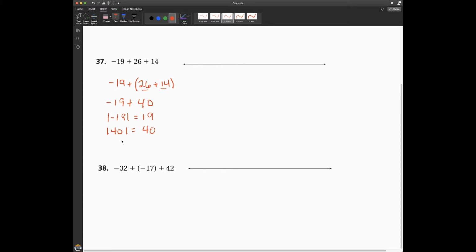And then I subtract. I'm going to take the larger number and subtract the smaller number. And what do I get when I do that? I get 21. And the song says, keep the sign of the bigger number, then you'll be exact. Well, here's the larger absolute value, and it comes from a number that is positive. So the answer to this problem, negative 19 plus 26 plus 14, is positive 21. Okay, so there you go.